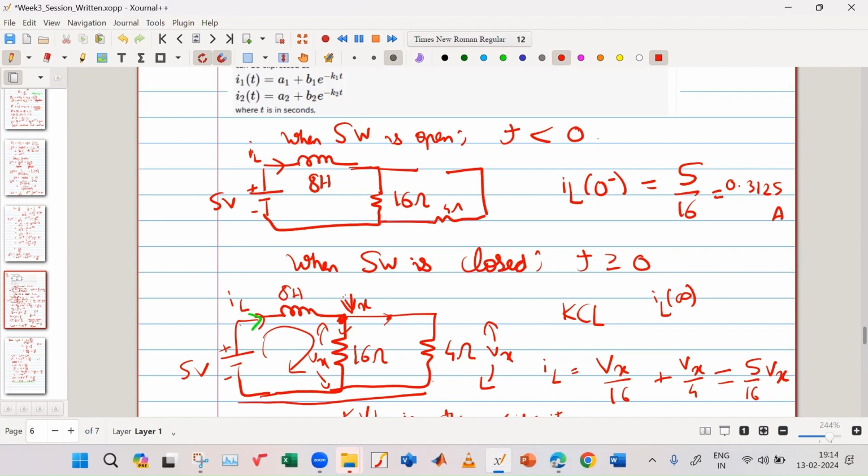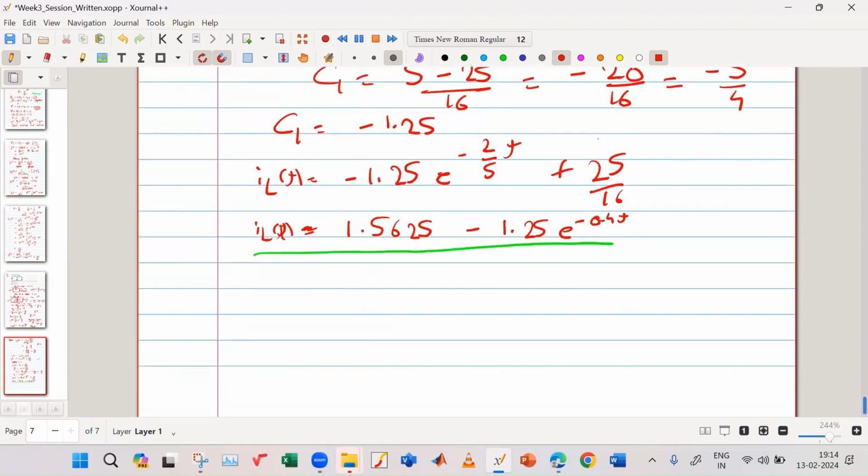So when this is a short circuit, what will be the equation? It will be like this.